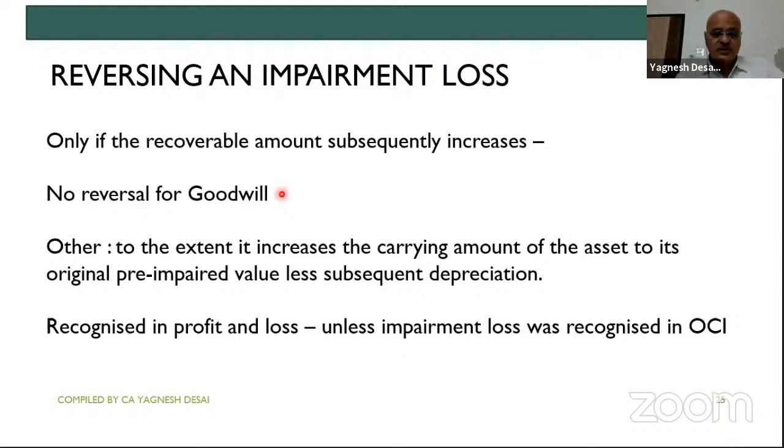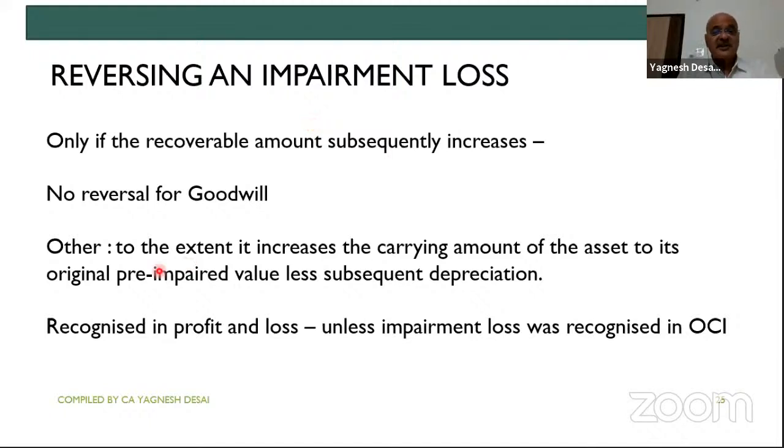The basis for conclusion of this standard says that if you allow the reversal of the impairment of goodwill losses, you will be indirectly allowing internally generated goodwill to be capitalized or recognized, and that is against the principles of the accounting standard, that internally generated goodwill should never be recognized. Internally generated intangible assets may be recognized, but not goodwill. Goodwill can never be taken, sir. Yes.